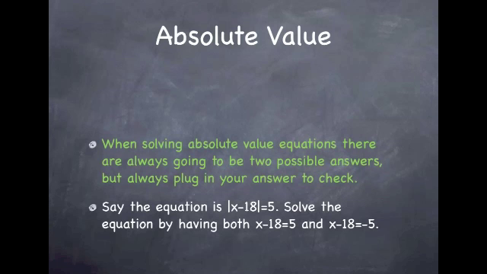When solving absolute value equations, there are always going to be two possible answers, but always plug in your answer to check. Say the equation is |x minus 18| equals 5. Solve the equation by having both x minus 18 equals 5 and x minus 18 equals negative 5.